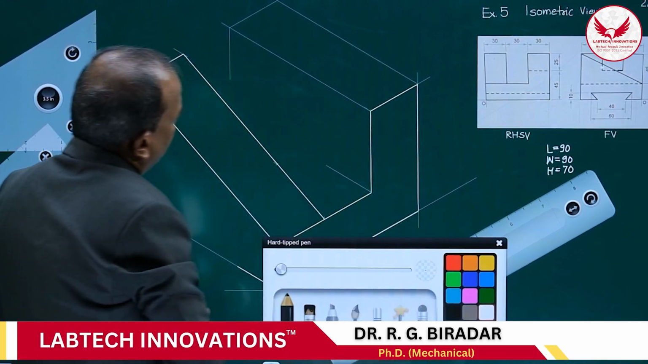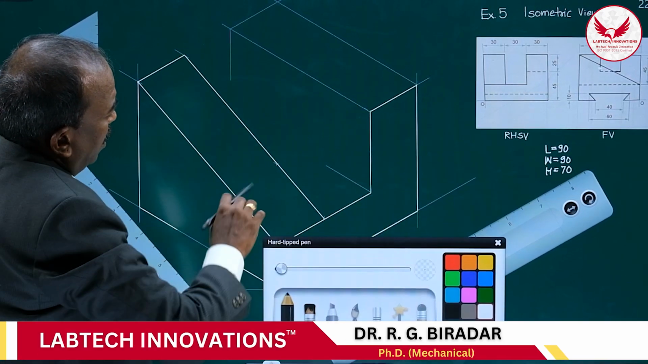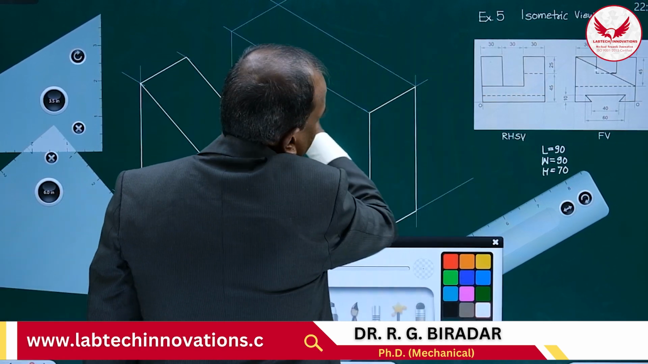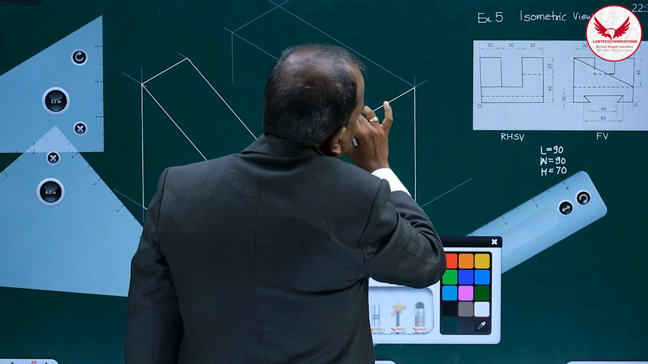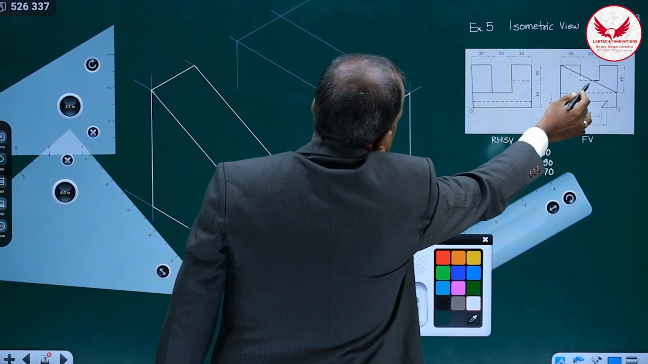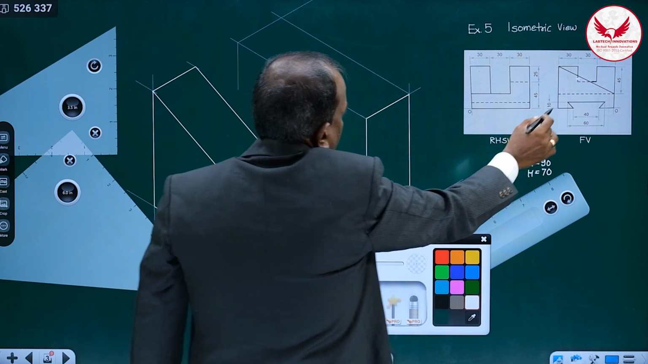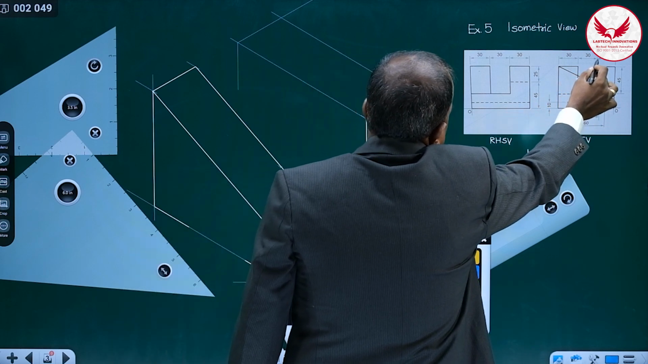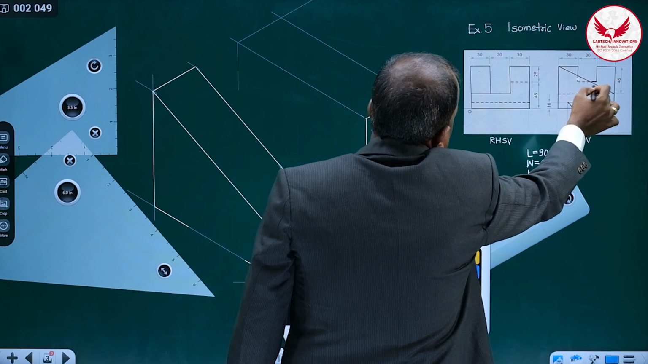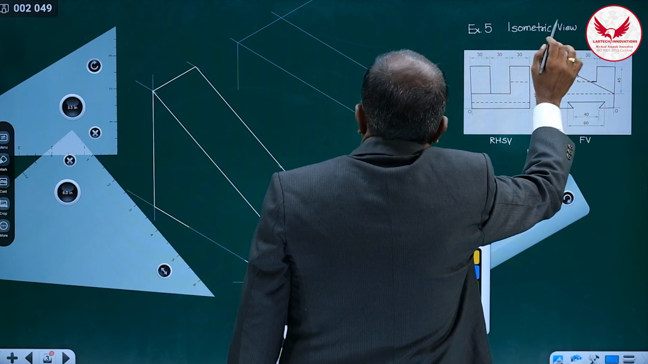In our drawing, so this portion is this portion. Gap also we have marked. Then later on, what do we have to do? Whatever this part is, in the front view we are finding this rectangle of 30 by 25. 30 by 25 means such a slot is there.